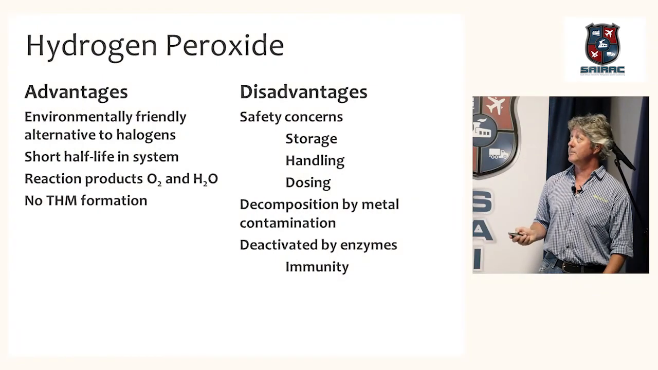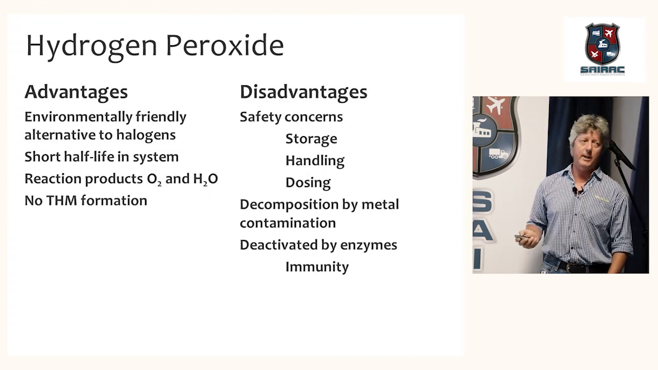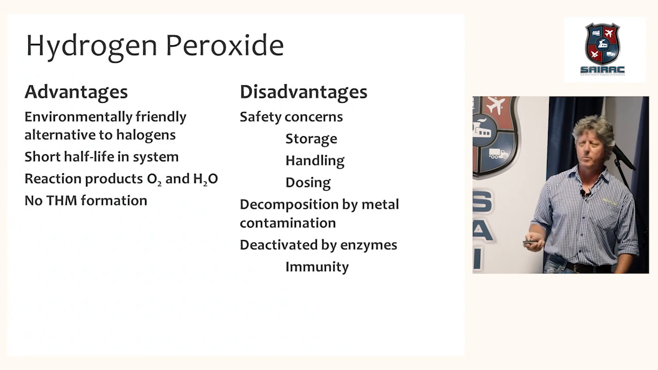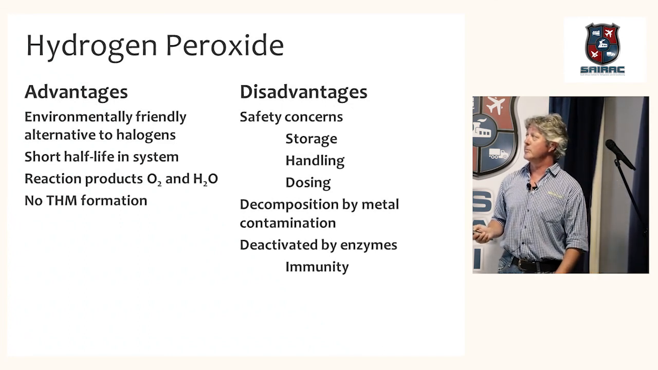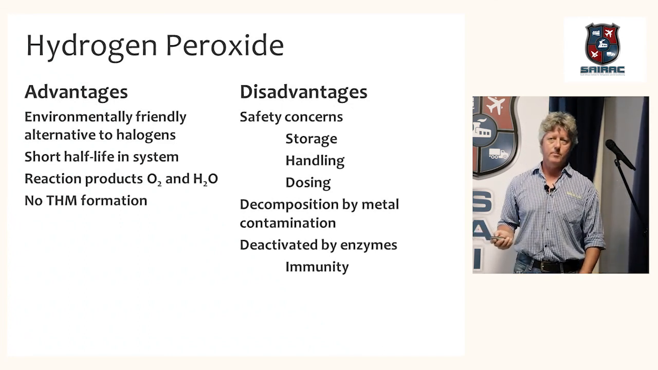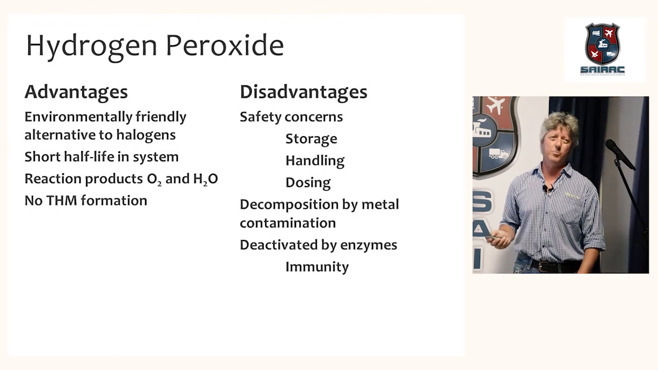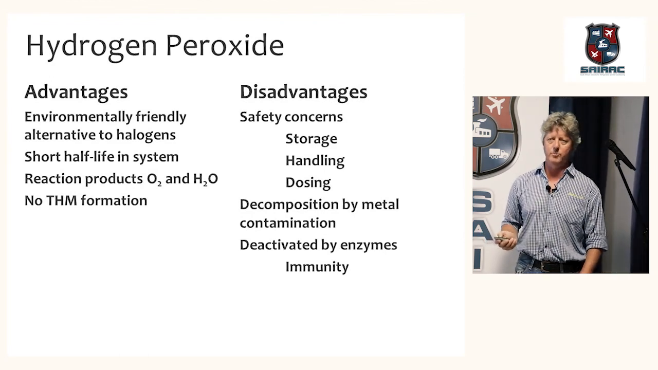Hydrogen peroxide, advantages is environmentally friendly. Alternative to halogens being chlorine, bromine, etc. It's got a short half-life in the system, peroxide. Normally we do approximately 0.1 to 0.5%.